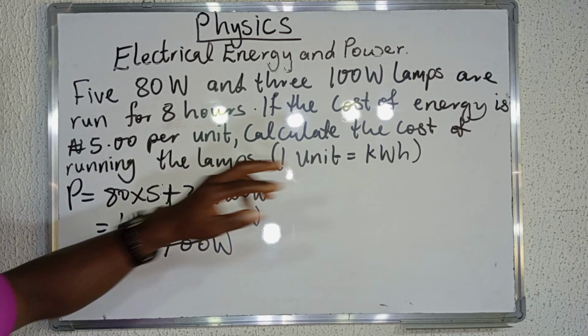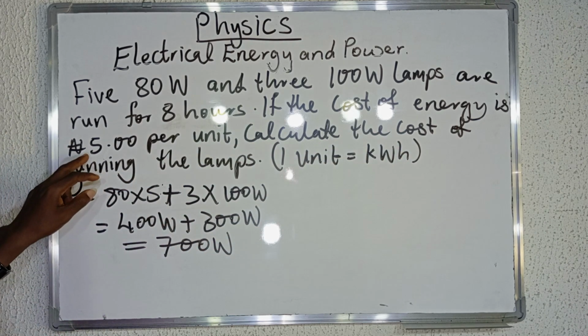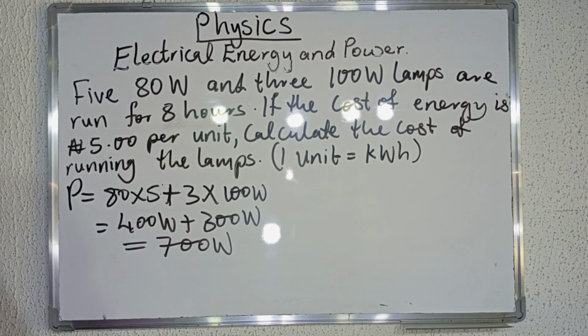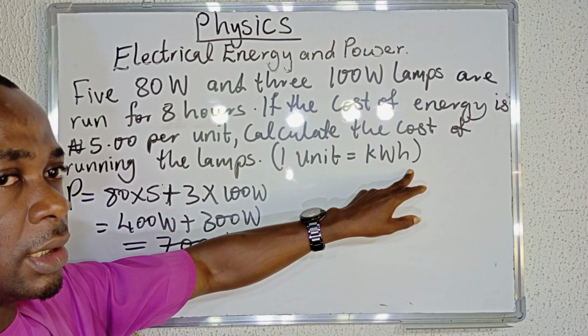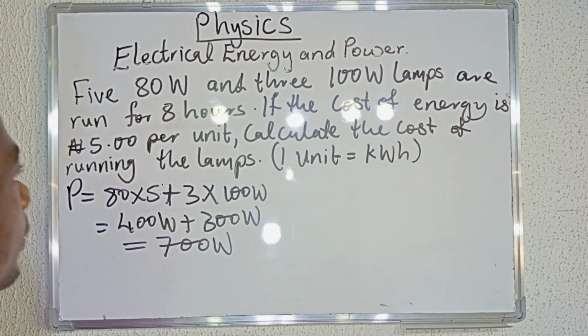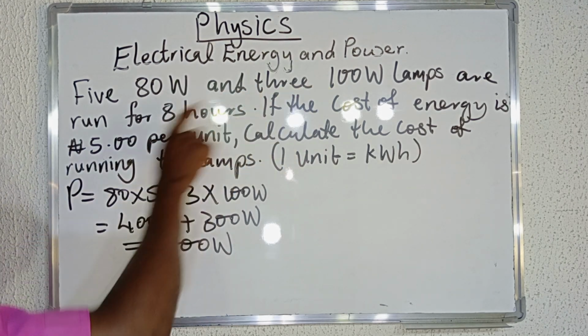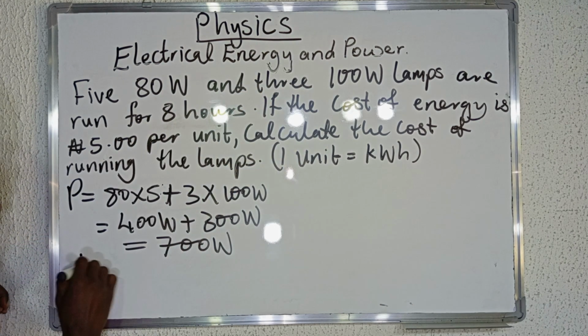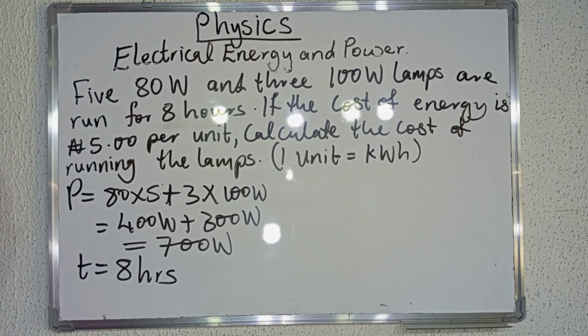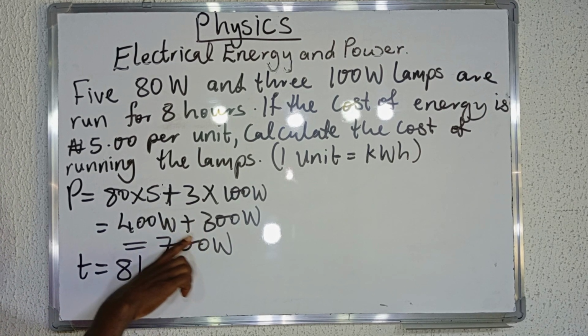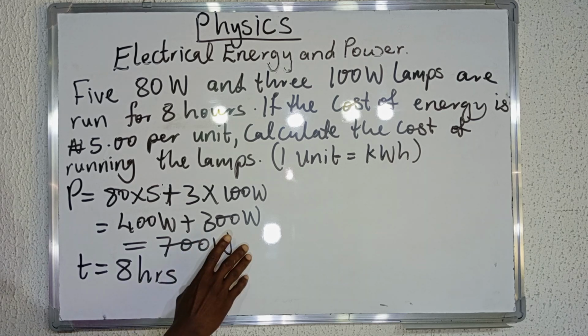If the cost of energy is 5 naira per unit, 1 unit of electricity is calculated as a kilowatt hour. This connection runs for 8 hours. The time is 8 hours. How many units of electricity are consumed here?